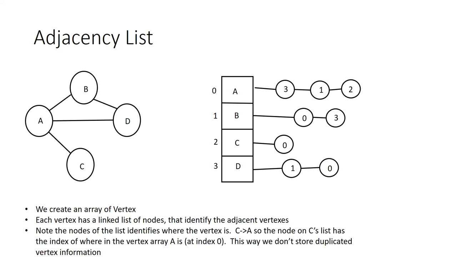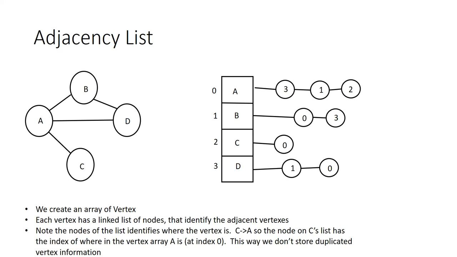Here's the other option, an adjacency list. We take the same graph and we implement it. We create an array of vertex objects, and they can have whatever information I need about my vertex. Who knows what that might be? Certainly, at a minimum, it's a label. So we have a label. And then each vertex has a linked list of nodes, and the nodes identify the adjacent vertices.